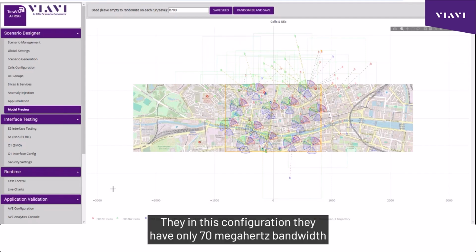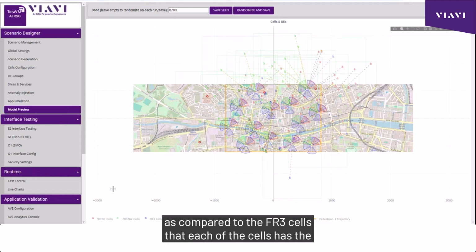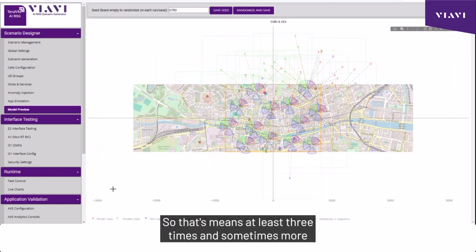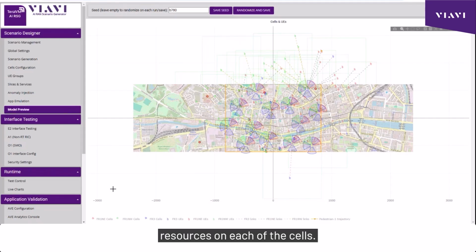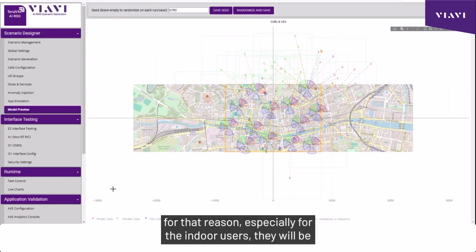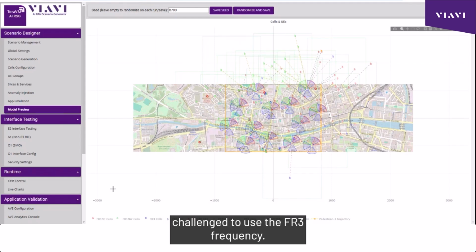But the limitation is that the FR1 frequency has much less bandwidth. In this configuration, they have only 70 megahertz bandwidth, as compared to the FR3 cells, where each of the cells has a bandwidth of between 200 to 400 megahertz. So that means at least 3 times and sometimes more resources on each of the cells. However, the propagation of the FR3 frequency is much lower, and for that reason, especially indoor users will be challenged to use the FR3 frequency.